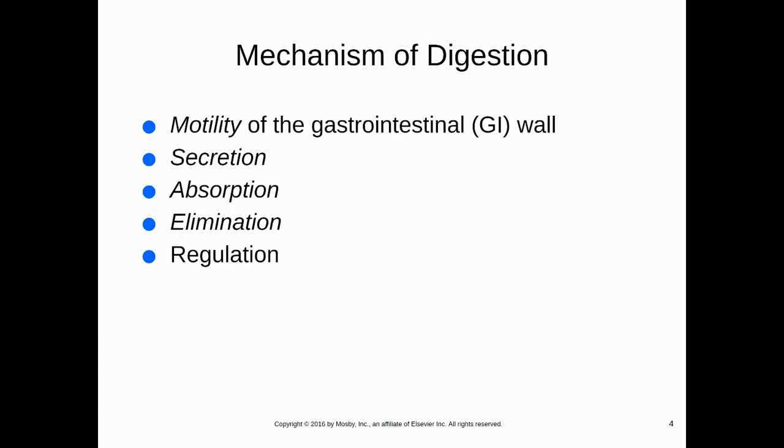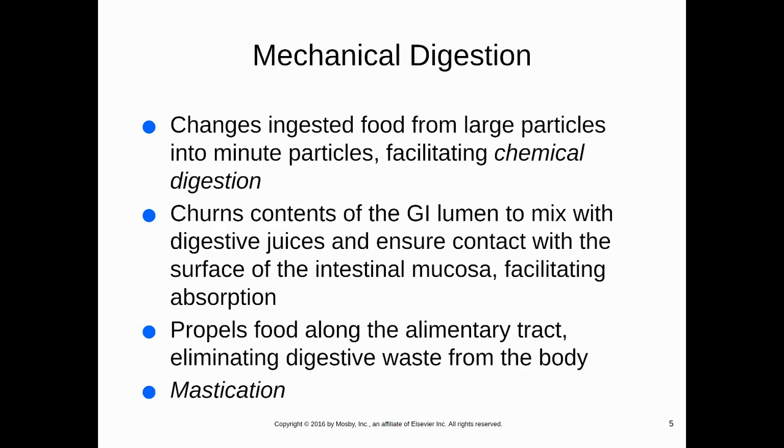Okay. We're mostly going to be talking about digestion, and the biggest ideas for that are how food goes through our digestive tract, how we use our gastrointestinal wall to do that, and how we are able to secrete things, absorb things, and eliminate things. So how do we essentially get rid of all the stuff that we don't need from our food, and how do we regulate this whole entire process? So the first part is mechanical digestion. We're going to talk about that.